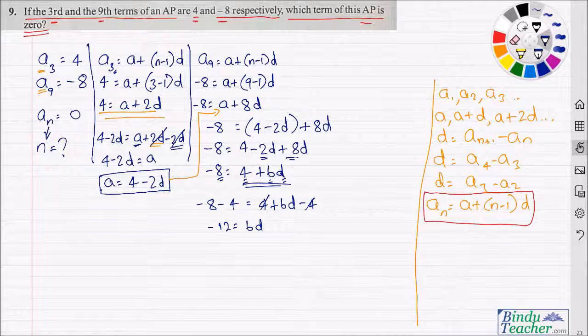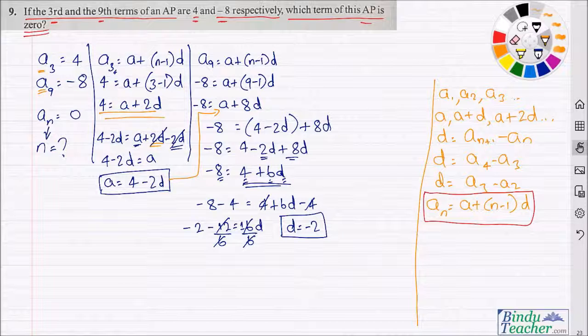Now again, I want to remove the 6. So I'll divide by 6 on the right hand side of the equation, and I'll repeat that on the left side as well. So 6 divided by 6 equals 1, and minus 12 divided by 6 equals minus 2. So we have the value of d equals minus 2.